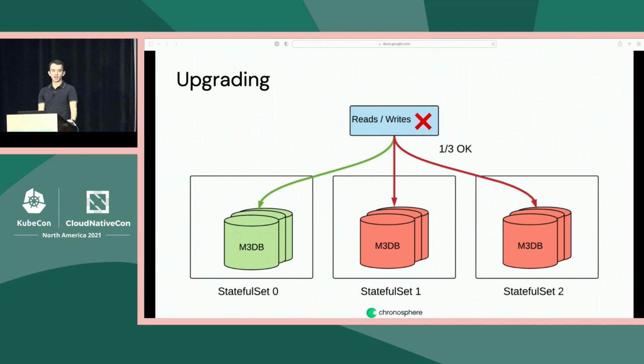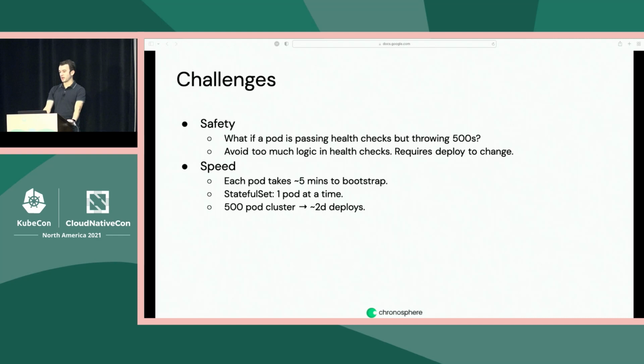In addition to needing to respect quorum when we do upgrades, there are a few other safety aspects to consider. So one, we wanted to prevent against a case where you go to roll out a new version of M3DB and maybe it's passing health checks but misbehaving in some other way. And this is an intentional choice, mainly because we didn't want to have to embed a lot of complex logic into the health checks. For one, you can imagine that then you would have to deploy the database in order to change the way that it checks its own health. And also each node would have to have a much higher level view of the cluster than it typically has on a one node basis.